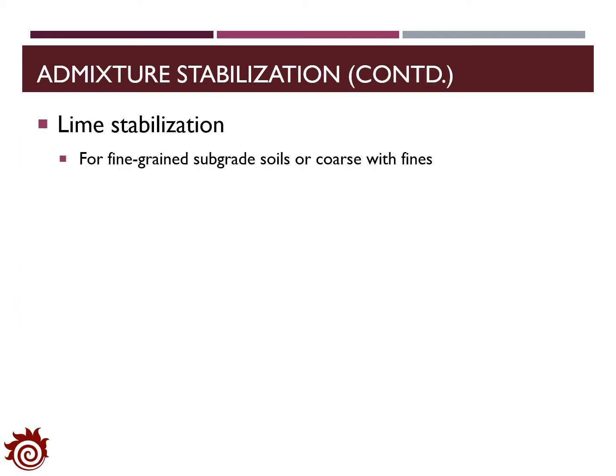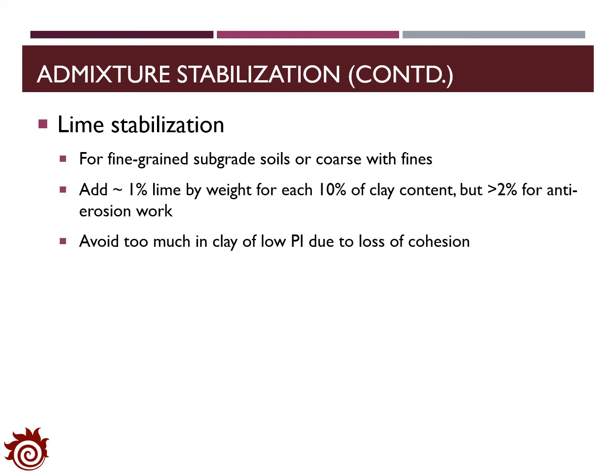Lime can also be used for soil stabilization. Usually, lime stabilization is applied for fine-grained subgrade soil or low-grade fines. In lime stabilization, we will generally apply 1% lime by weight for every 10% of clay content. But if we are working on some anti-erosion work, then we need to add more than 2% of lime for every 10% of clay content.